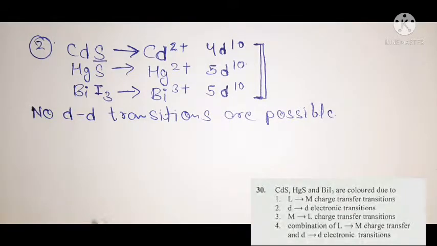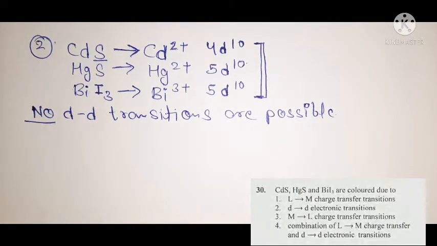So on the basis of this first conclusion, there is no d-d transition, your option number 2 and 4 will be cancelled out. Why? Because option number 2 says d-d electronic transition, and d-d transitions are not possible, and option number 4 also contains d-d transition. So options 2 and 4 are cancelled out. Now we are left with only option number 1 and 3.